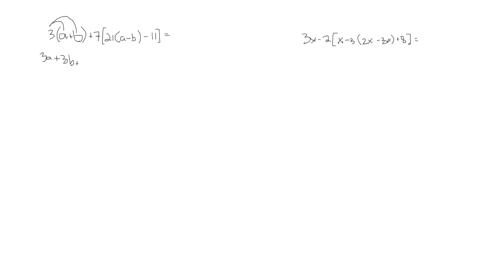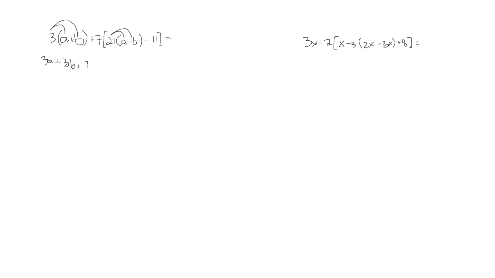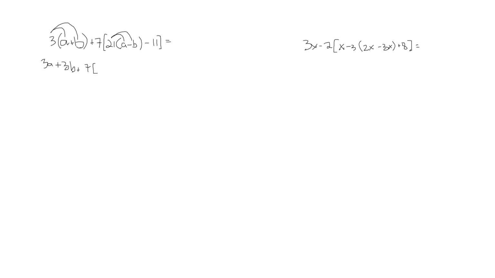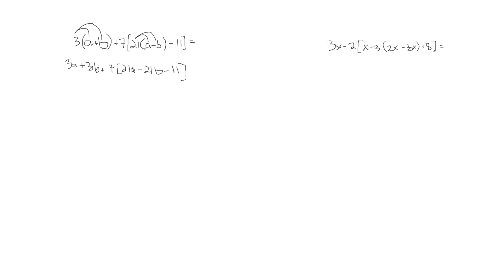So in here, I'm going to do 21 times A and 21 times B. And I'm going to leave that 7 outside. So 21A minus 21B minus 11. And now I'm going to rewrite it without the brackets.